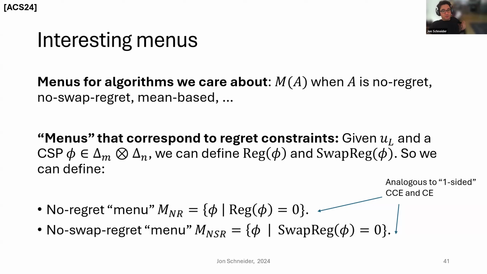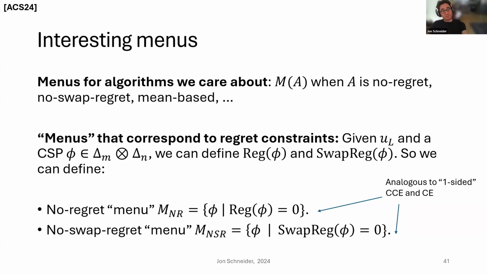So another nice thing about looking at things in this menu space is that you can also define regret and swap regret entirely in this menu space. So knowing the correlated strategy profile that corresponds to a transcript of the game is sufficient information to compute the regret of the learner in this game and their swap regret.